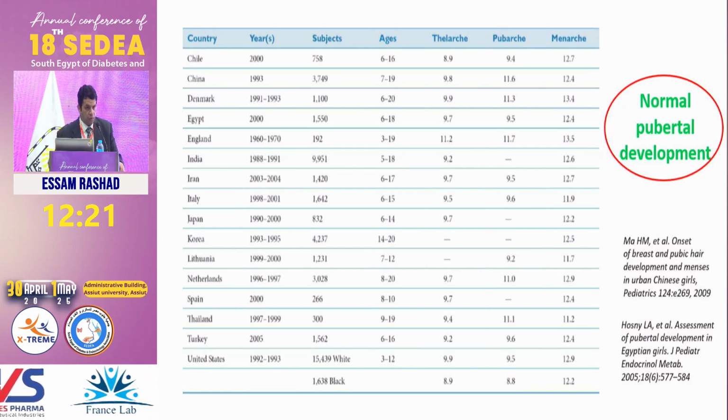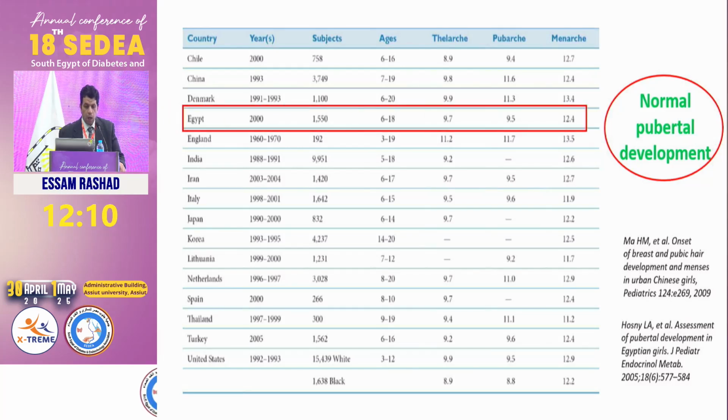Usually it starts with the development of thelarche, and within 2.5 to 3 years, menarche usually starts. This is a study or a table summary of the normal pubertal development in different populations, and I'm just interested to see those about Egypt. They studied 1,500 young girls, and as you can see, they found the mean age at menarche to be 12.4. This is preceded by pubarche and thelarche. So again, normal puberty is different events with menarche coming nearly at the end.